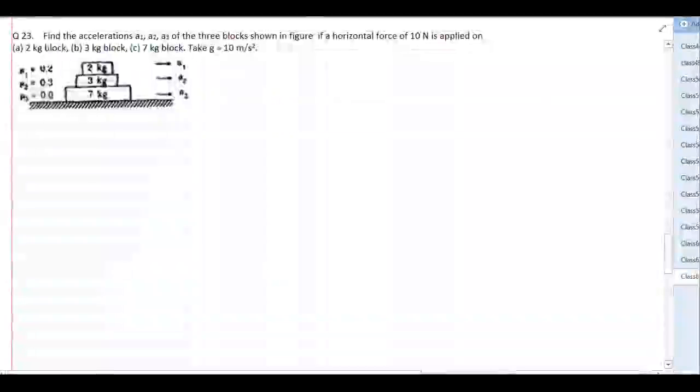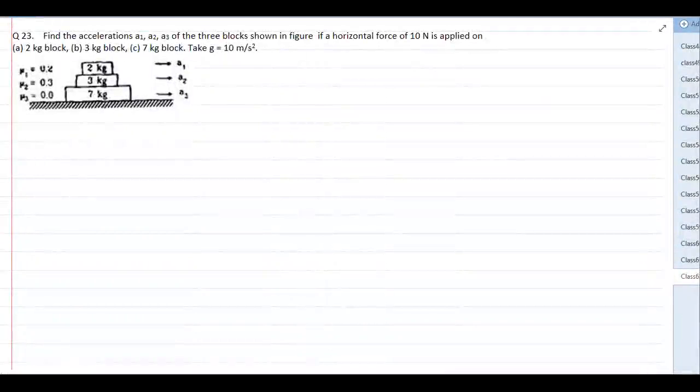Question is: find the acceleration A1, A2 and A3 of the 3 blocks shown in the figure if a horizontal force of 10 Newton is applied on the 2 kg block first.